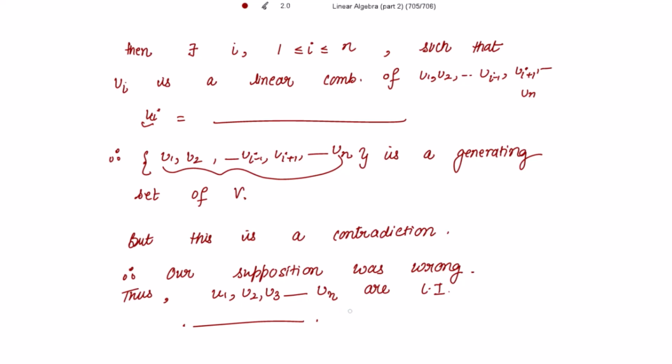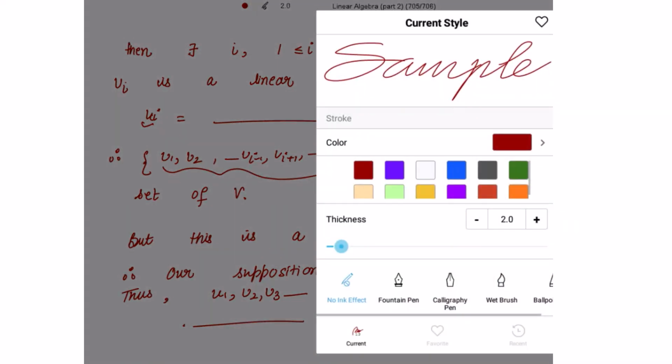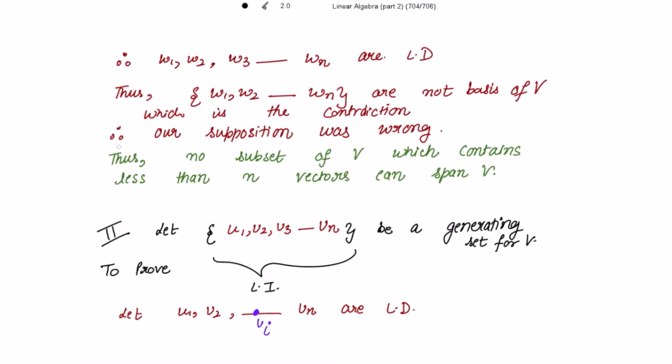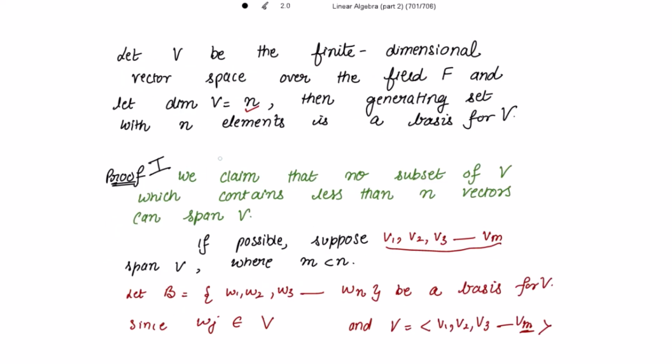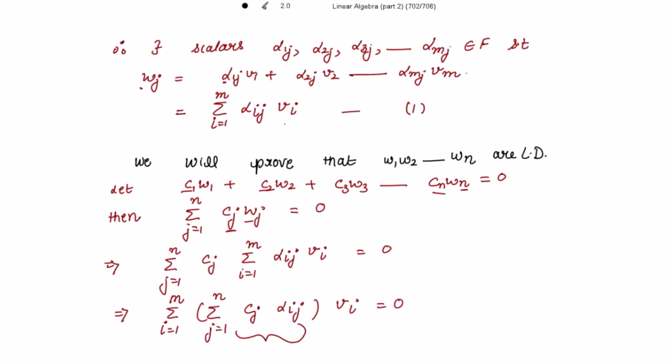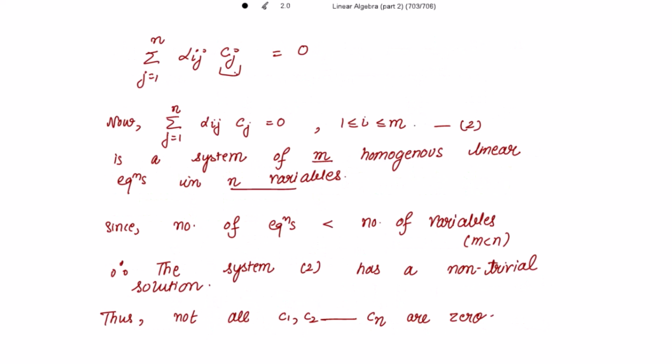So u1, u2, u3 up to un are linearly independent, and the generating set with n elements is a basis for V. We have proved the first condition: no subset of V which contains less than n vectors can span V. The first condition for the basis is proved, and then the second condition is also proved.